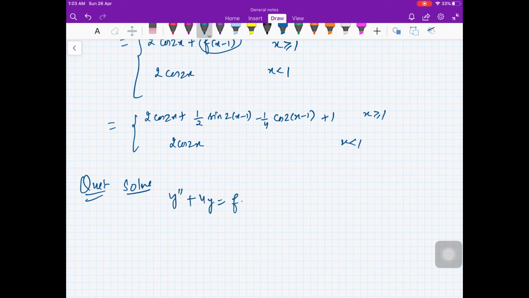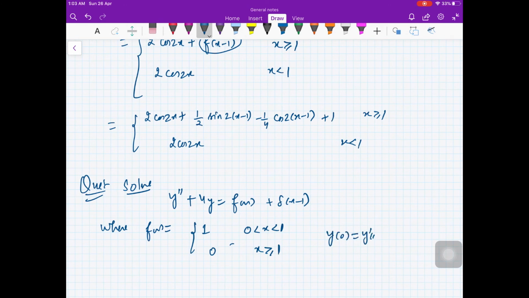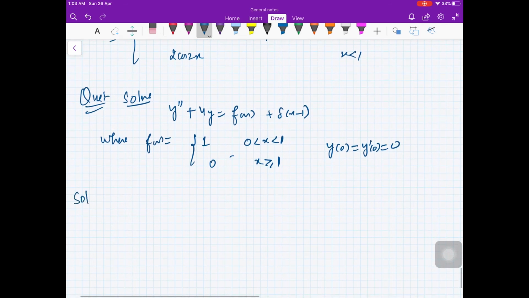Solve y double prime plus 4y is equal to f(x) plus delta(x minus 1), where f(x) is 1 for 0 less than x less than 1, and it is 0 for x greater than 1, and you are given that y(0) and y'(0) are 0. Okay, so you solve it.